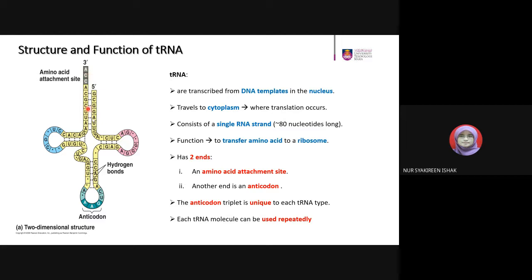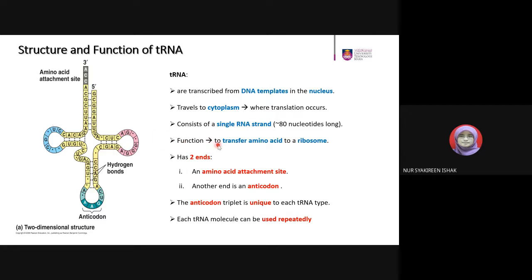So kalau nampak kat sini, this is the structure of tRNA. Nampak dia macam double stranded kat sini kan. So they are actually one single tRNA molecule that folds into a clover leaf shape. Okay, a clover leaf shape. Kalau dalam exam kan, dia tanya describe the structure of the tRNA, do not just write the shape is clover leaf shape, okay. So this is the structure of the tRNA. It folds into this form, okay, a clover leaf shape.